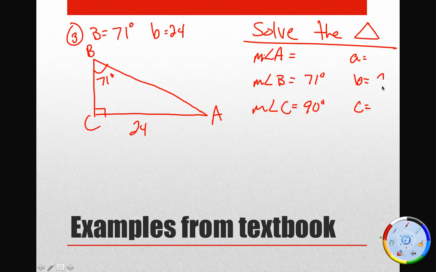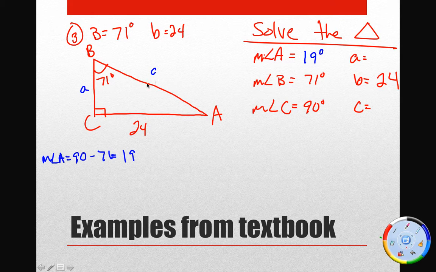Well, again, they give you B. Now we need to use trigonometry to solve for the rest. What is little c and what is little a? The measurement of angle A is pretty straightforward because the sum of the angles in a triangle has to be 180, and A plus B has to be 90. So the measure of angle A is 90 minus 71, which is equal to 19. So this is 19 degrees.